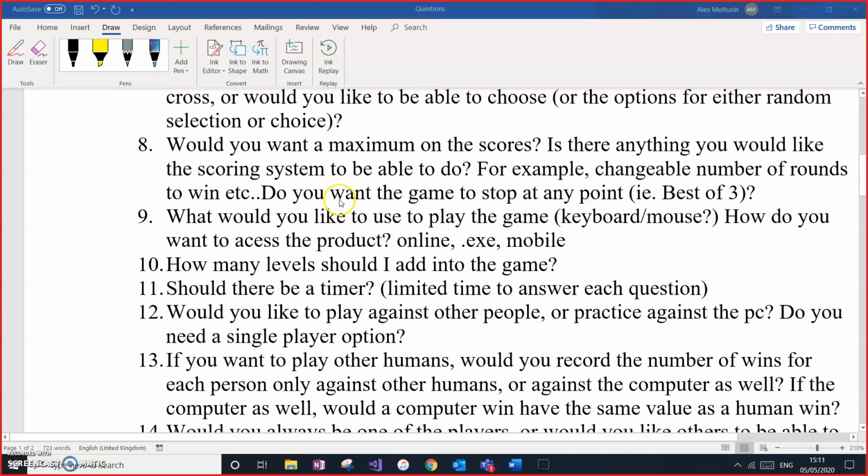Okay. Number 8, what do you want a maximum on the scores? Is there anything you would like the scoring system to be able to do? So for example, we've got changeable number of rounds to win, etc. That actually was something I hadn't really thought of, and I think that was a really good suggestion. And so I do want that to be part of the basic game.